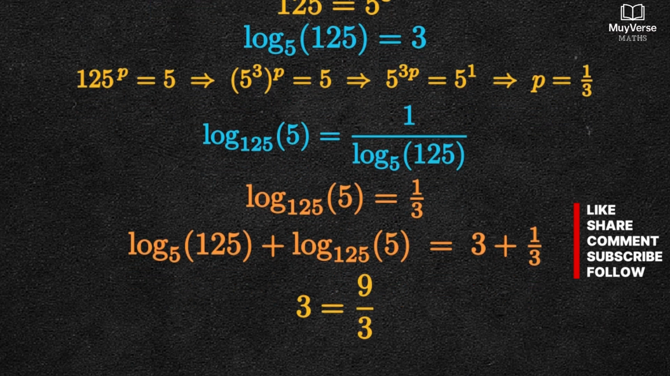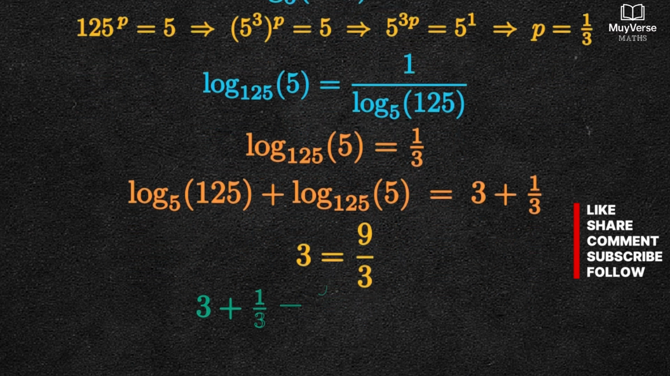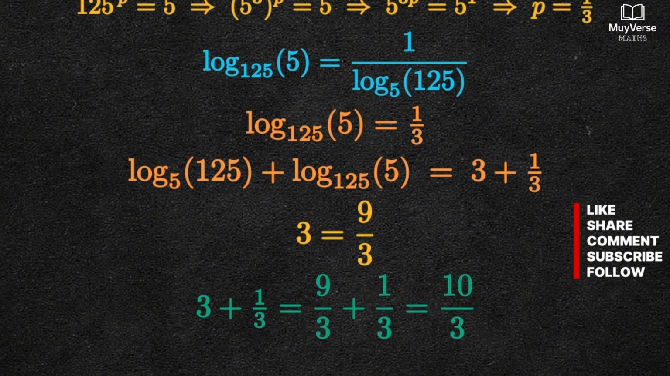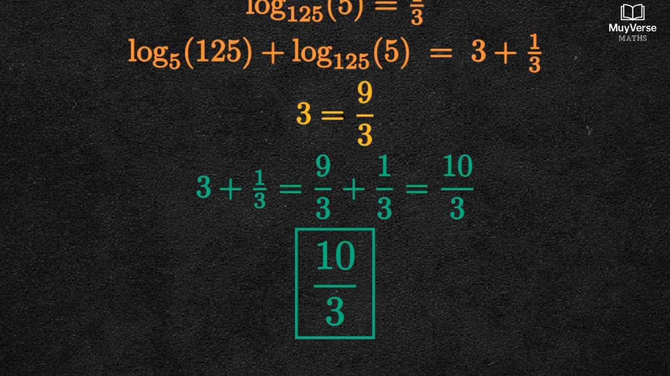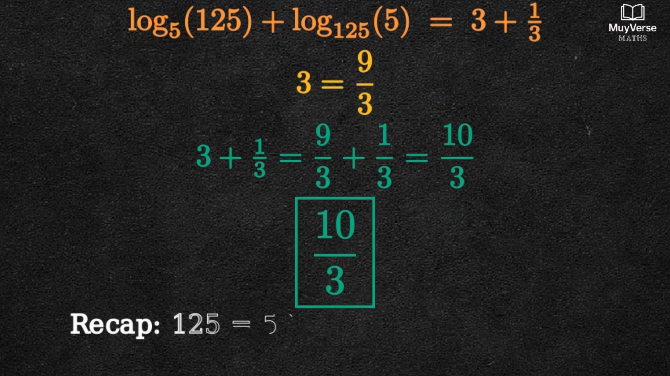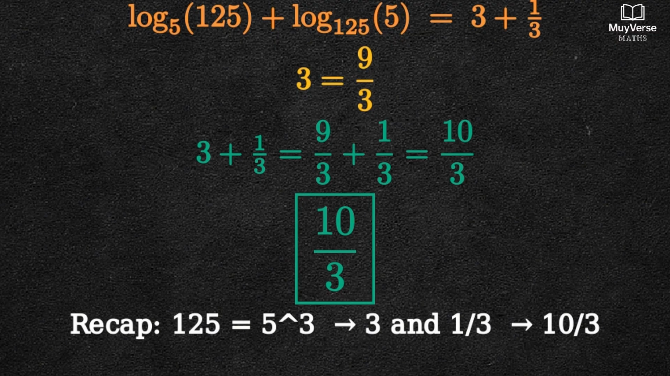Convert 3 to thirds: 3 equals 9 over 3. Now add the numerators. 9 plus 1 equals 10, so we get 10 over 3. Therefore, the final value of the original expression is 10 over 3. Recap. Write 125 as 5 cubed. Evaluate each logarithm as 3 and 1/3. Then add to get 10 over 3.